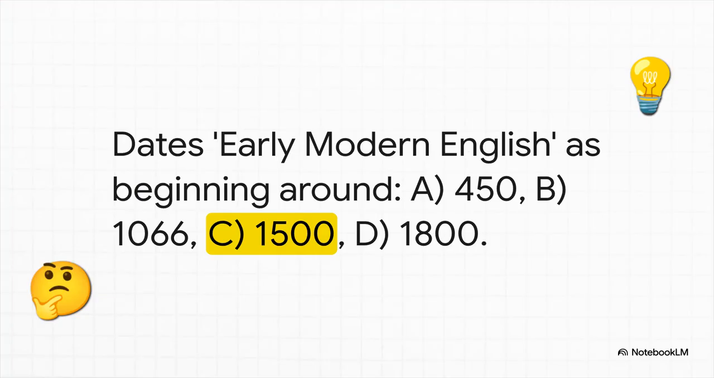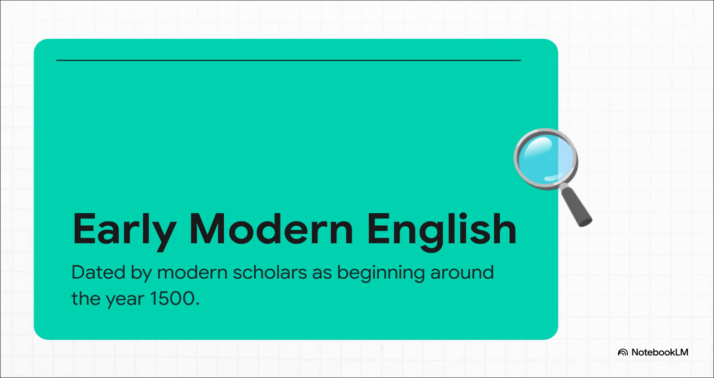Here is a classic logic test from the 2012 paper. Which date feels like the true start of the early modern English era to you? Is it 450, 1066, 1500, or 1800? Well, if you don't know the exact textbook answer, use historical anchors. 1066? Nah, that's the Norman Conquest, right in the thick of Middle English. 1800? Way too late, we're well into the Romantic period by then. So the answer is 1500.